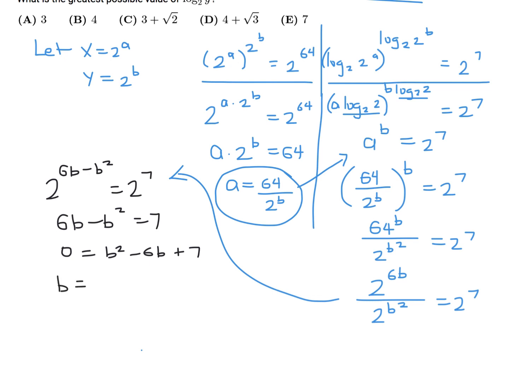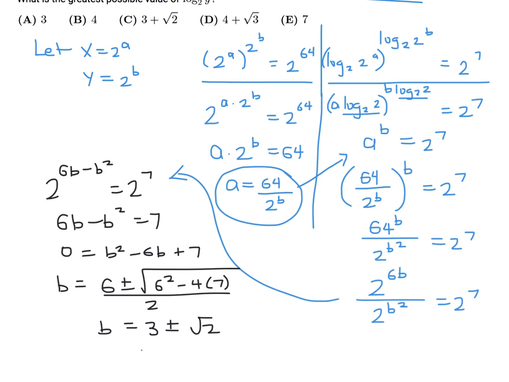So we have to do a quadratic. So that's going to be 6 plus or minus the square root of 6 squared minus 4 times 7 all over 2. And this gives me 3 plus or minus root 2. And of those, the only one that's in the answer choices is this guy, C.